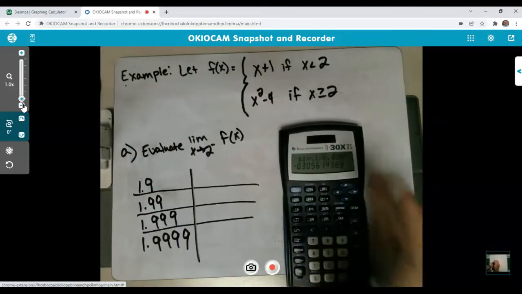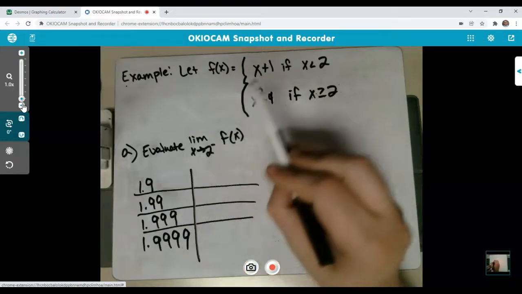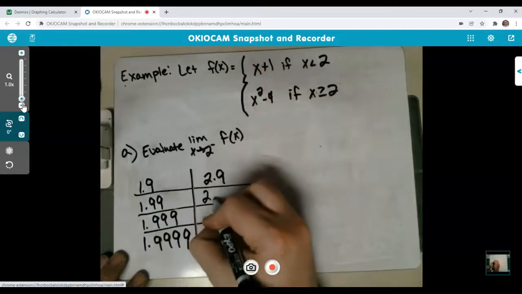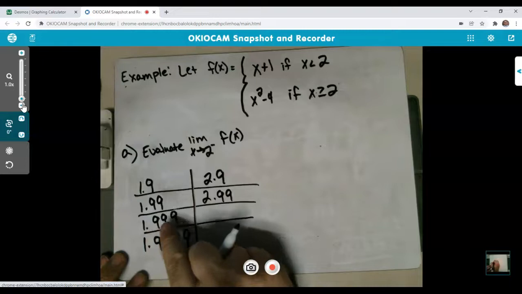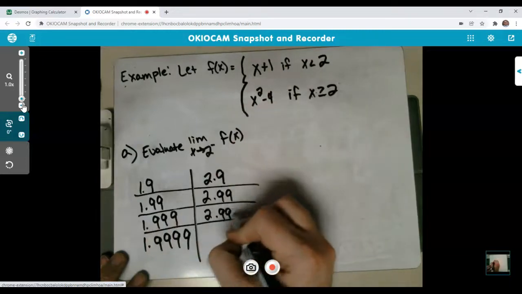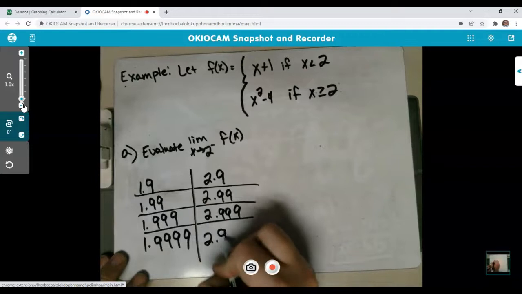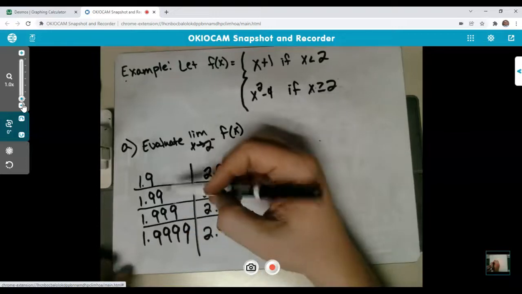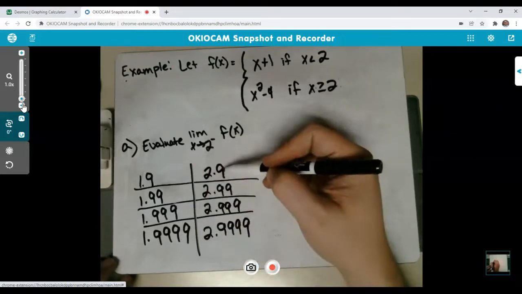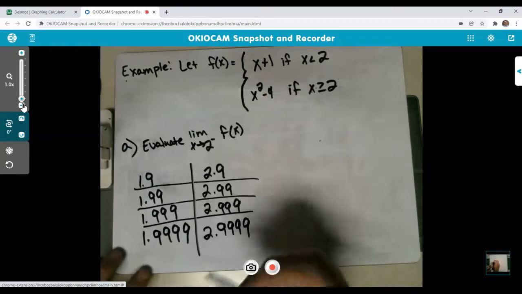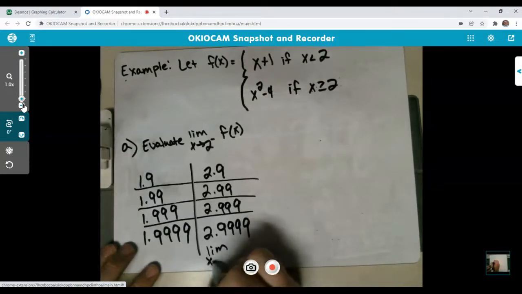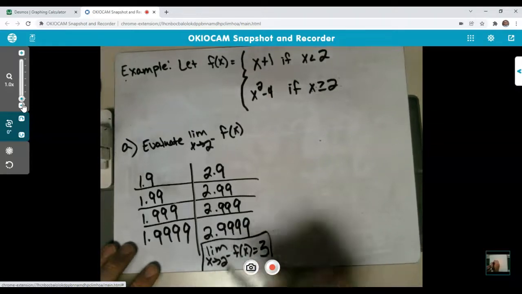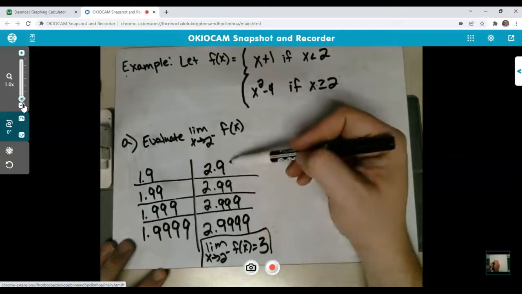I can do that in my head. 1.9 plus 1 would be 2.9. 1.99 plus 1 would be 2.99. 1.999 plus 1 would be 2.999. Same thing here, you get 2.9999. So what I can see is as x is getting really close to 2, my y is getting really close to 3. So the limit as x approaches 2 from the left is 3. Because as I get really close to 2 from the left-hand side, I'm getting really close to 3.